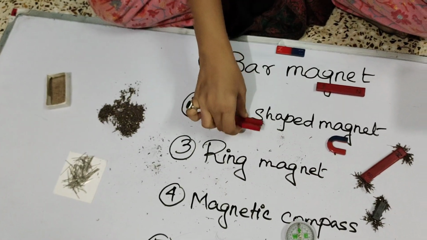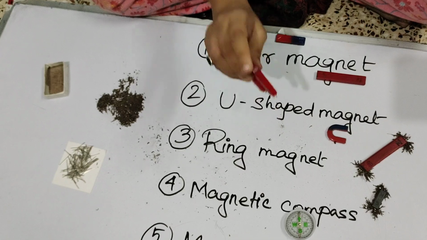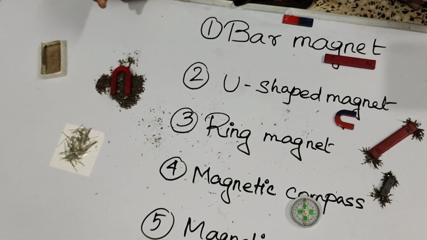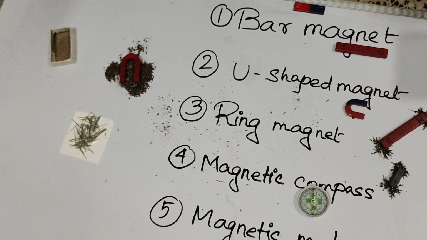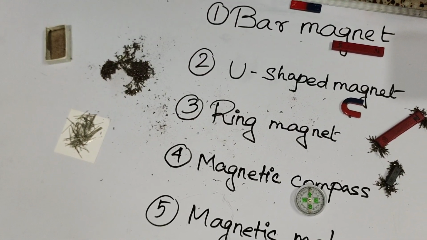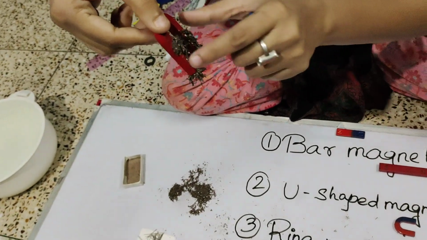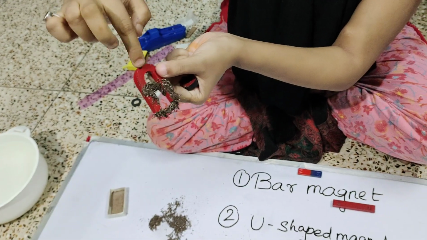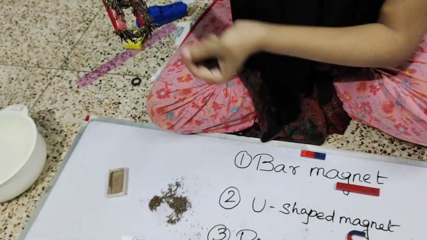Now I will try with this U-shaped magnet. What will happen with this U-shaped magnet? Okay, so now I am putting it here. Now when I take it out, what do you think will happen? See, these two portions have the maximum, but in this portion there is very little, right?